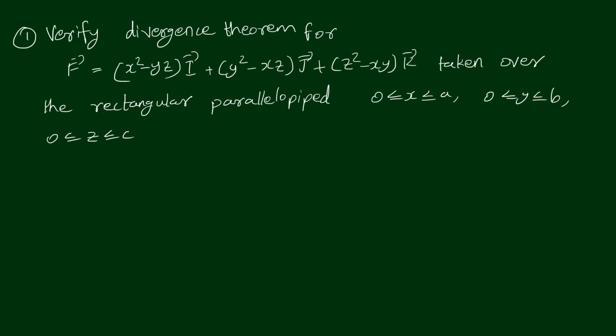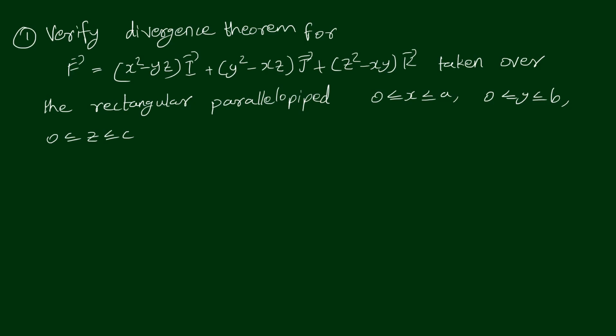F = (x² − yz)i + (y² − xj) + (z² − xy)k, taken over the rectangular parallelepiped 0 ≤ x ≤ a, 0 ≤ y ≤ b, and 0 ≤ z ≤ c.